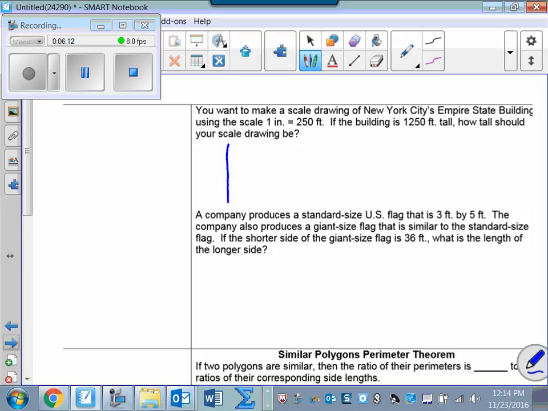Okay, so let me draw the building. Let's say this is the building. This is the Empire State Building. This is the actual building, because I have to draw a sketch, and it is 1,250 feet tall. Okay, let's see. Here's my scale. Let's say this is my scale over here. And 1 inch is 250 feet. So I'm trying to figure out how tall I have to make this.